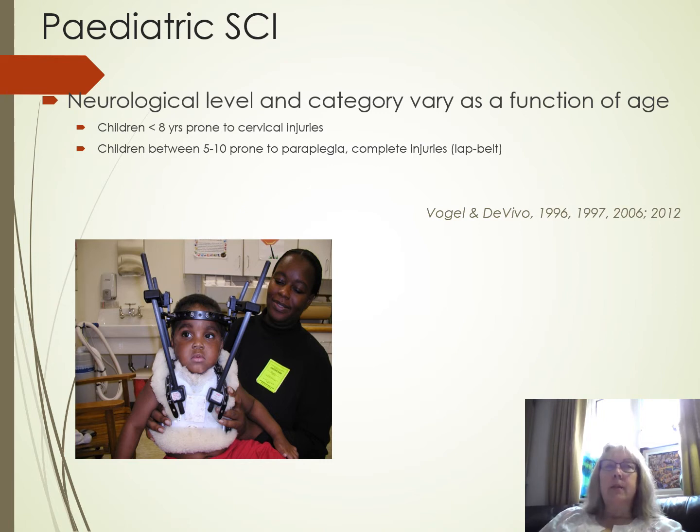One of the big differences that we also see in children is very much related to body shape, with the head being much bigger than the neck. Children under 8 years are much more prone to having cervical injuries, while those aged 5 to 10 are much more prone to paraplegia, and complete injuries do seem to be more prominent.